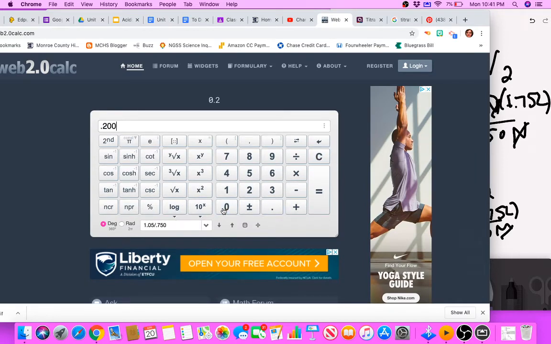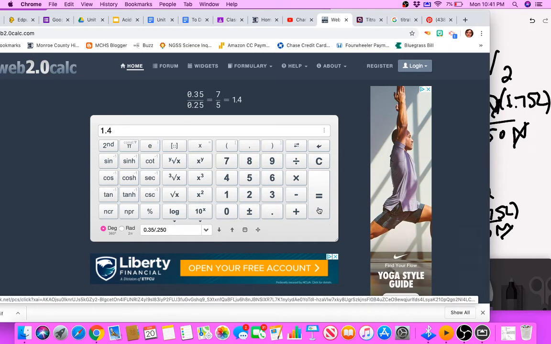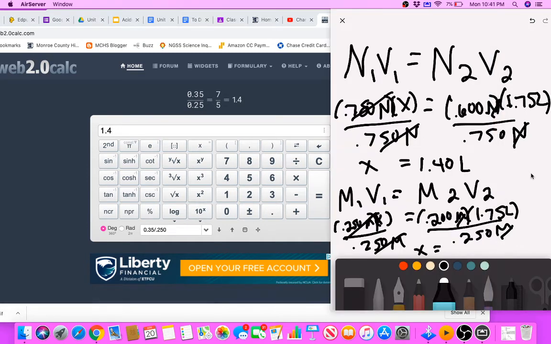0.200 times 1.75 equals, divided by 0.250 equals. And notice what we got. We got 1.4, which we're going to say 1.40 for 3 significant digits again, liters.